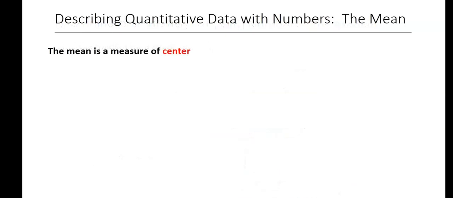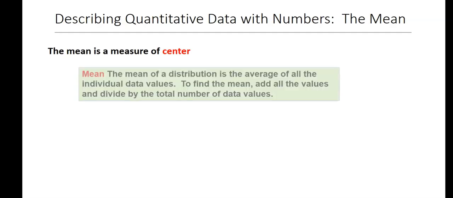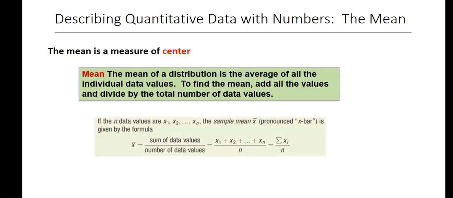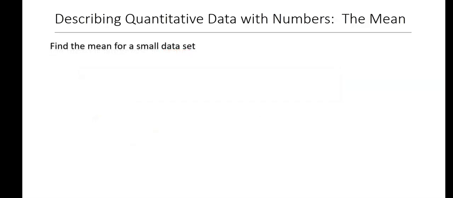The mean is also a measure of center. So mean and median are measures of center. Technically, mode can be a measure of center as well. Mode is the most common term. We don't deal with it much, I don't think. The mean of a distribution is the average of all the data values. You add them up and divide by the number of terms. You know how to find that. That's the technical formula for saying that.